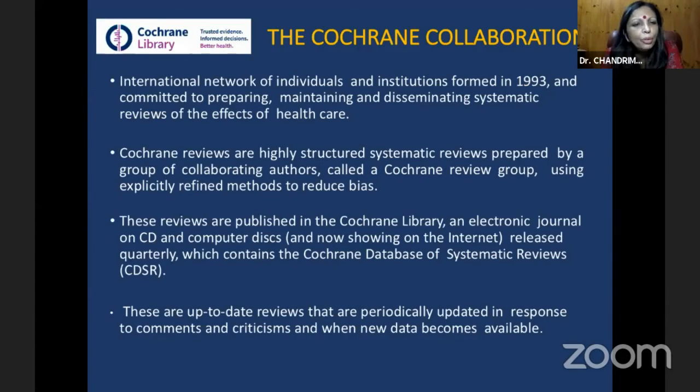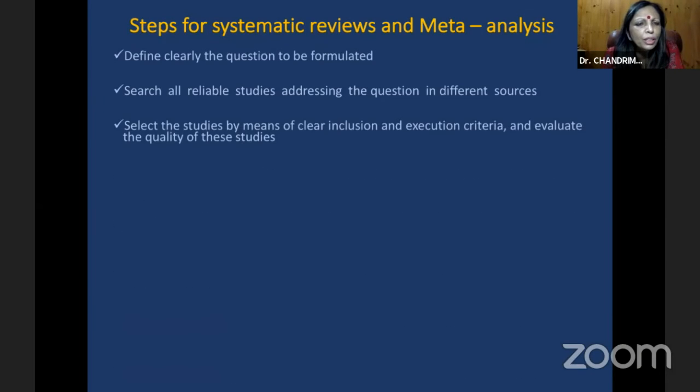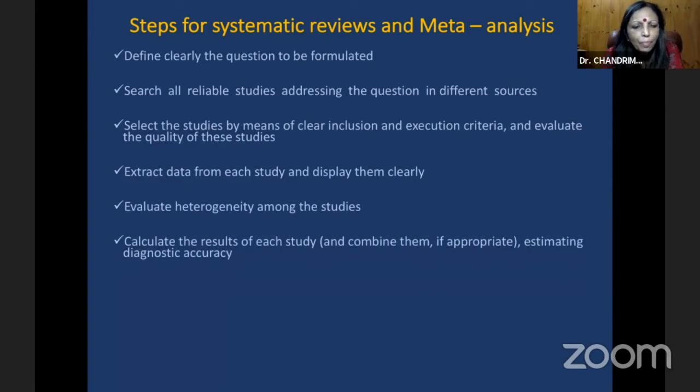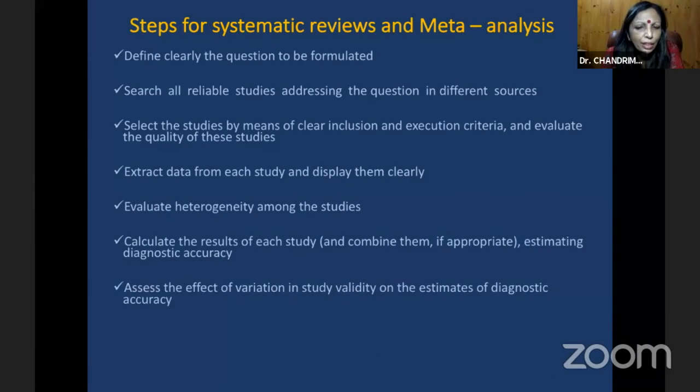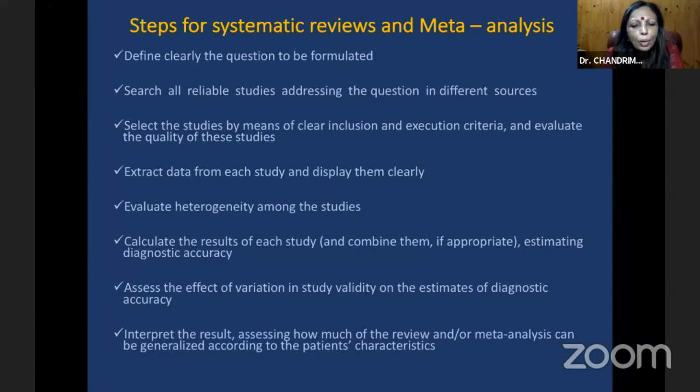And then the Cochrane Collaboration, this is an international network of individuals and institutions, was formed in 1993. And this is actually a library where you can check up and they regularly update you regarding what's actually going on. So steps for systemic review and meta-analysis: define clearly the questions to be formulated, search all reliable studies addressing the question in different sources, select the studies by means of clear inclusion and exclusion criteria, and evaluate the quality of the results. Extract data from each study and display them clearly, evaluate heterogeneity among the studies, calculate the result of each study, estimating diagnostic accuracy, assess the effect of variation in study validity on the estimate of diagnostic accuracy, interpret the result, assessing how much of the review or meta-analysis can be generalized according to the patient's characteristics.